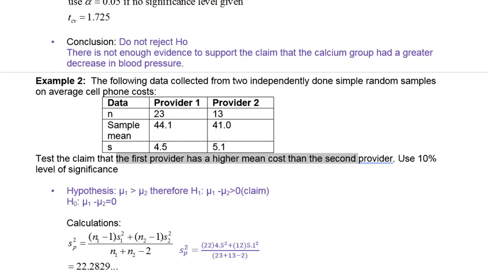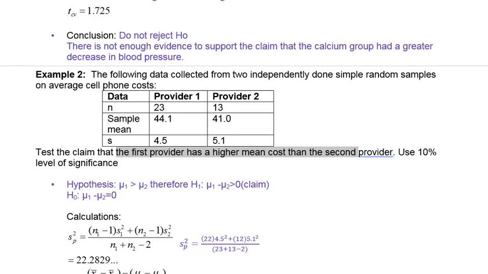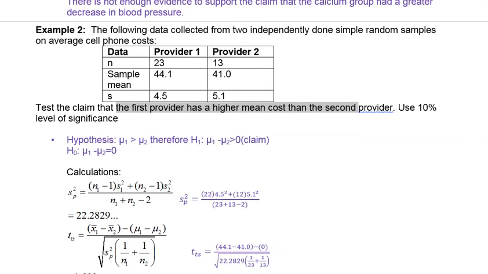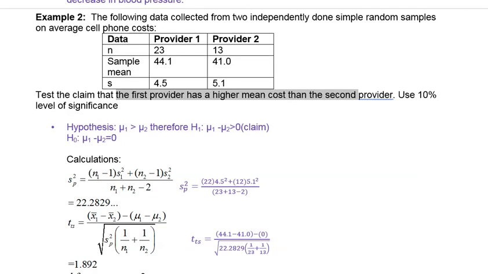So that pooled variance is the first thing we want to calculate from those two variances we're given. And again, we're given S for standard deviation, not sigma. That's why we know we're using t. We plug those values in for our t, and we get t is equal to 1.892.